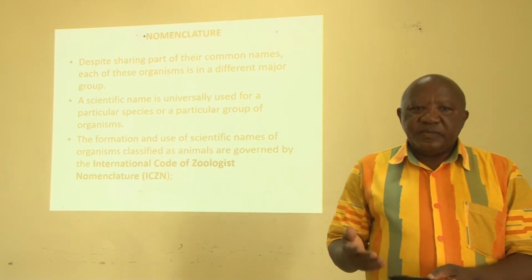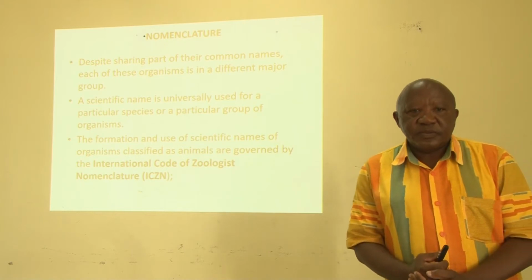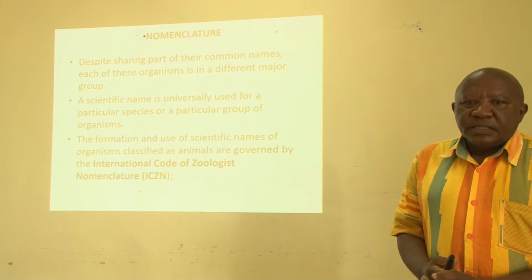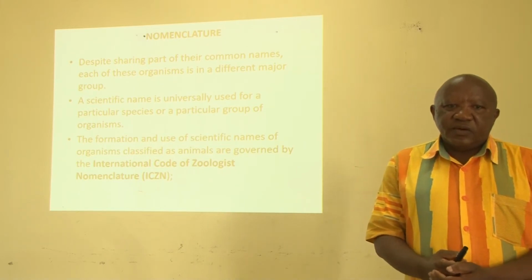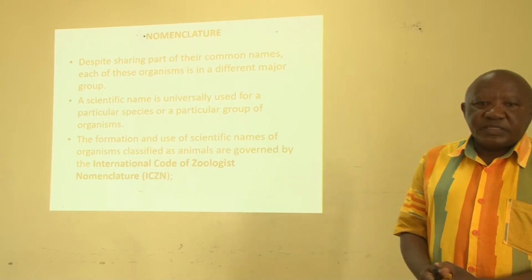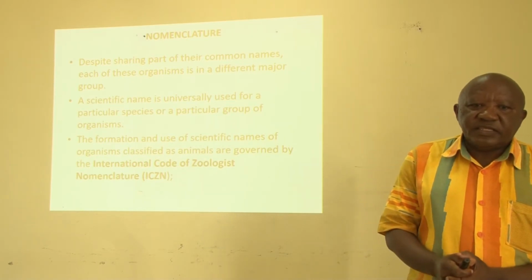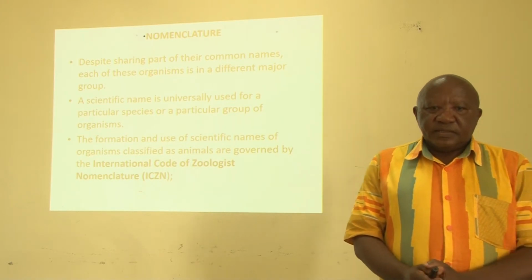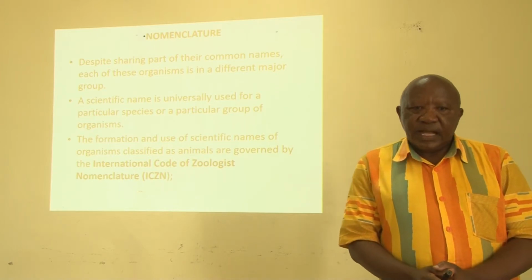Despite sharing part of their common names, each of these organisms is in a different major group. A scientific name is universally used for a particular species or a particular group of organisms. The formation and use of scientific names of organisms classified as animals are governed by the International Code of Zoological Nomenclature, or in short, ICZN.